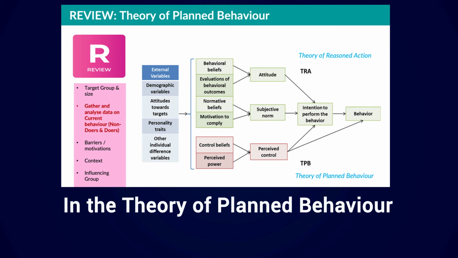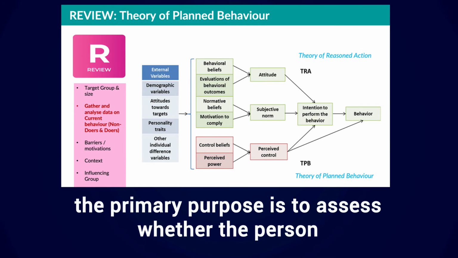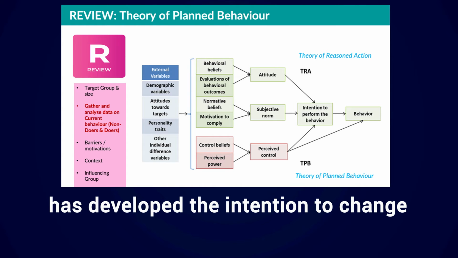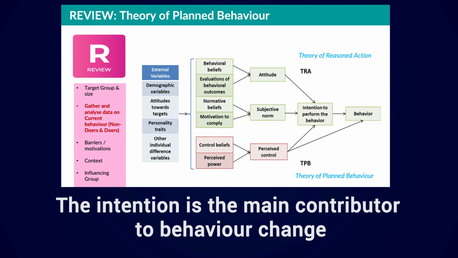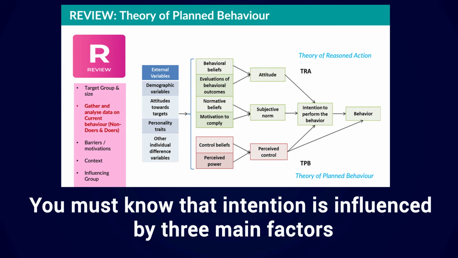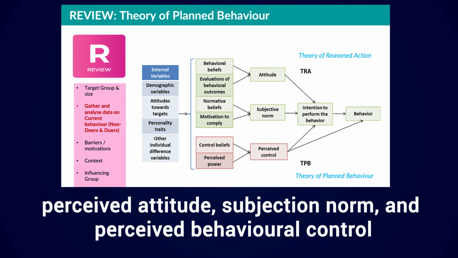In the theory of planned behavior, the primary purpose is to assess whether the person has developed the intention to change. The intention is the main contributor to behavior change, or the person performs the intended action. For example, the person took the vaccination. You must know that intention is influenced by three main factors: perceived attitude, subjective norm, and perceived behavioral control.